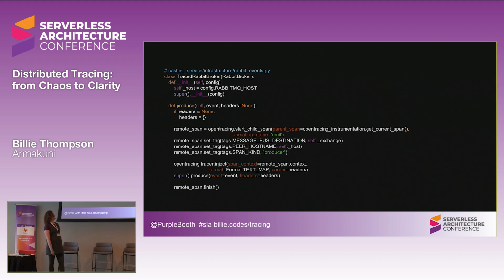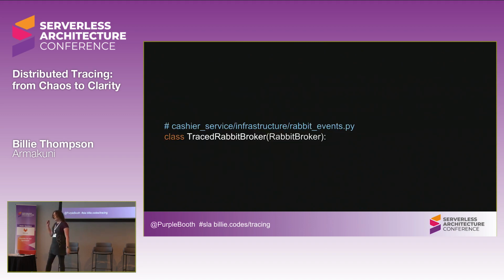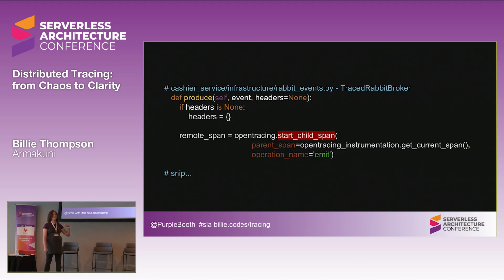So this is what that looks like. That code is tiny, so you're never going to be able to see it. But it is in the cashier service, in infrastructure, in Rabbit events. I talked a little bit before about how it's important to separate your tracing logic from the actual logic of the application. So I'm doing this here using the decorator pattern. I'm extending the Rabbit broker, which is what is in charge of sending requests out to the system, and creating a traced Rabbit broker. And the traced Rabbit broker overrides the method which actually sends events.